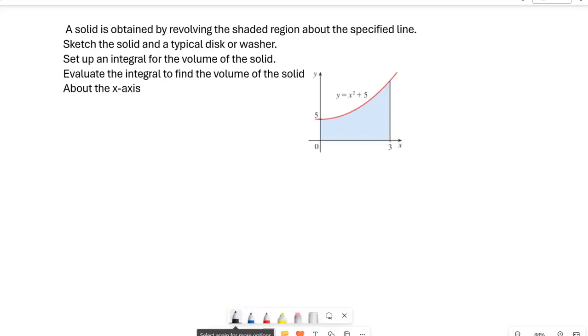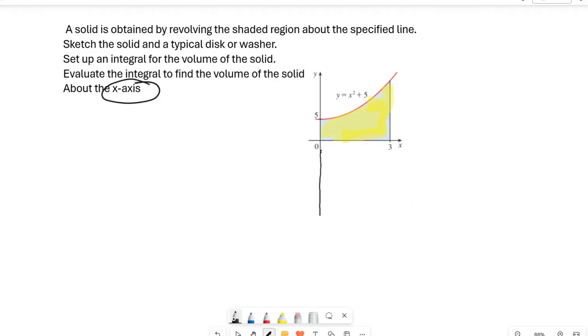A solid is obtained by revolving the shaded portion. So we have this shaded portion in the diagram, about a specific line, and they're saying the specific line is the x-axis. Sketch the solid. So first of all, we need to sketch the solid.